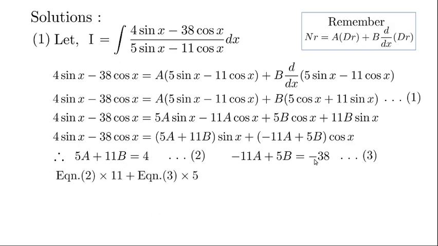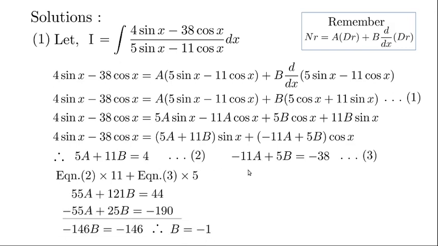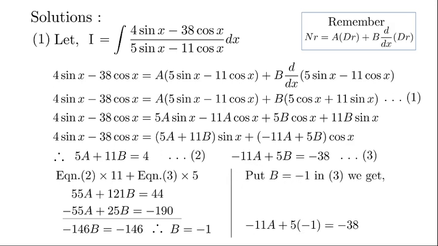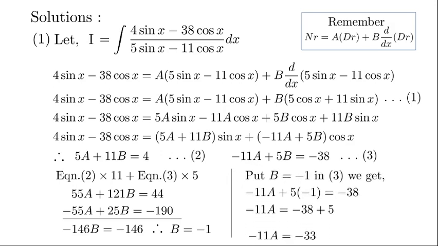So equation 2 into 11 plus equation 3 into 5. Equation 2 into 11 gives you 55a, and here it gives you minus 55a. When you add these two, a will be eliminated and you will be getting the value of b from this. So the value of b works out to be minus 1. And now we put b equal to minus 1 in equation 3, and we get the value of a as 3. So put a equal to 3, b equal to minus 1 in equation 1 here.